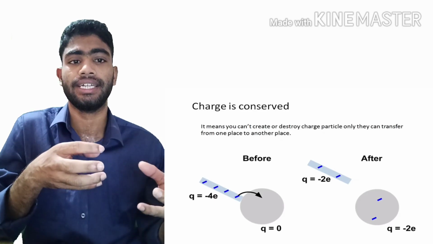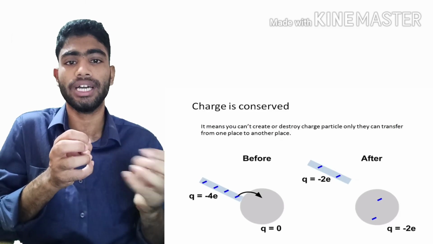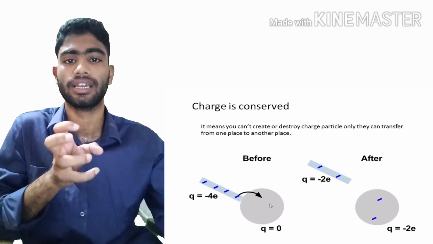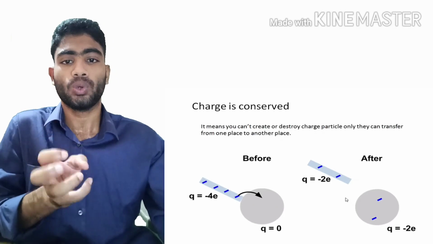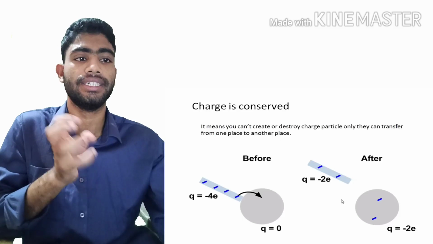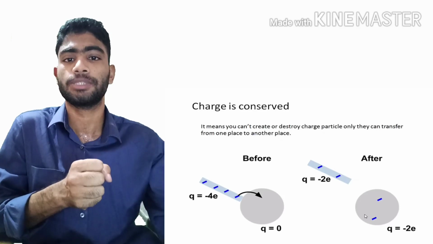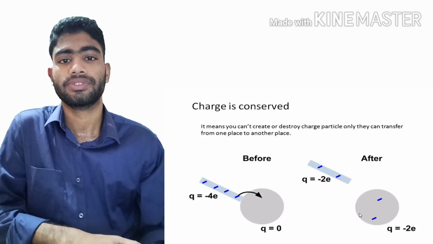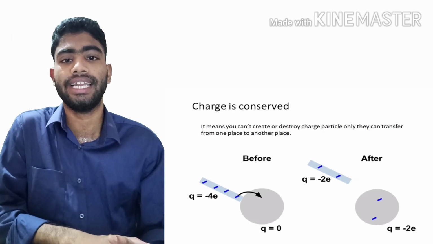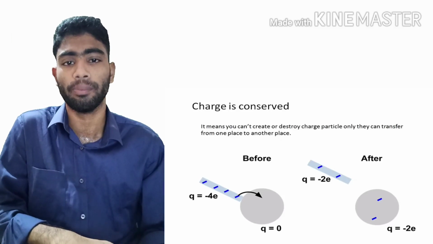When we connect it with a metallic sphere, some charge will transfer to the metal sphere. Look at this. After the contact of the rod with the sphere, the total charge that was present in the rod is now divided into two parts, I mean 2 charges at the rod and 2 charges at the sphere. That's why we say that charge is always conserved, meaning it cannot be destroyed or created. It only transfers from one place to another place.